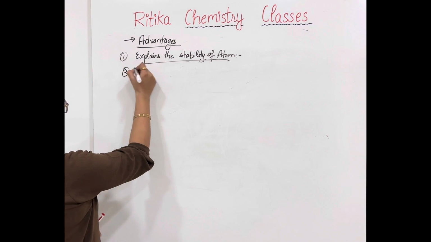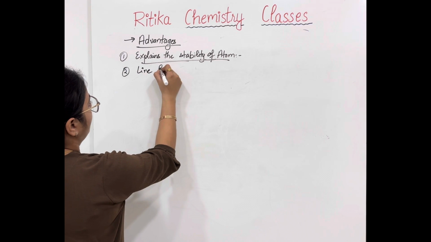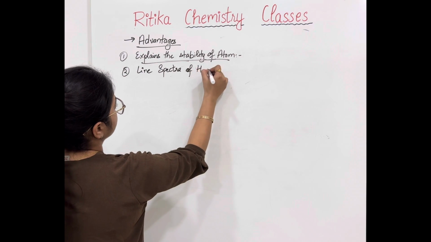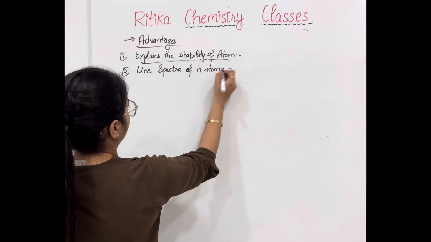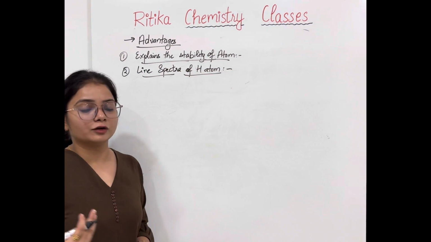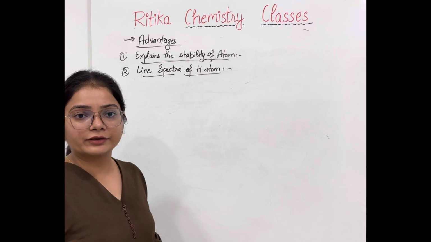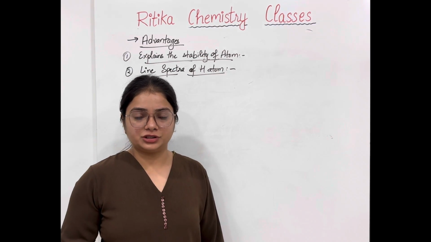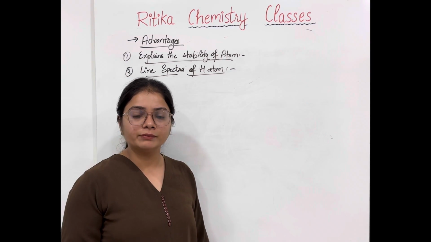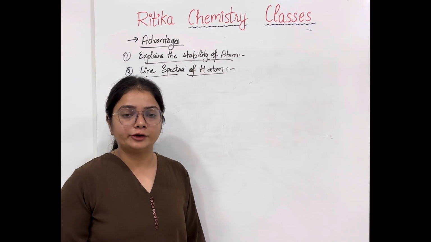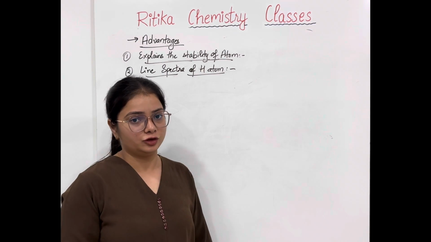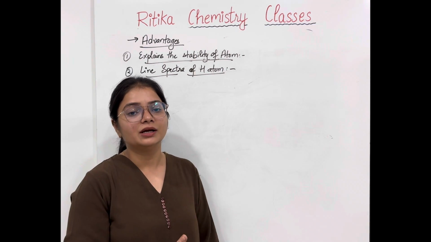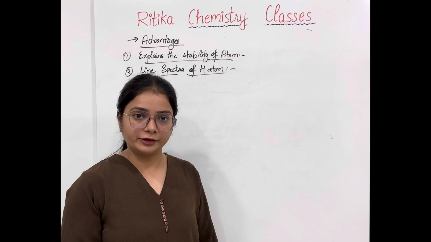Second, line spectra of hydrogen atom. This model of atom was also helpful in explaining the line spectra of hydrogen atom. Although an atom of hydrogen contains only one electron, yet the spectrum of hydrogen atom consists of a large number of lines. So we will explain how this large number of lines exist in the line spectrum of hydrogen.